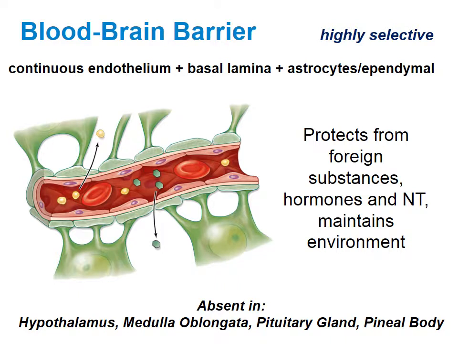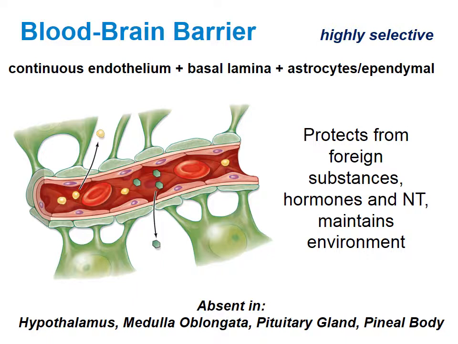The basal lamina is the membrane of the endothelium, and fused to this membrane are glial cells. Astrocytes and ependymal cells. Depending on where the blood vessel is, we'll find glial cells wrapped around it. These cells will control the kinds of molecules that enter and exit the blood supply.